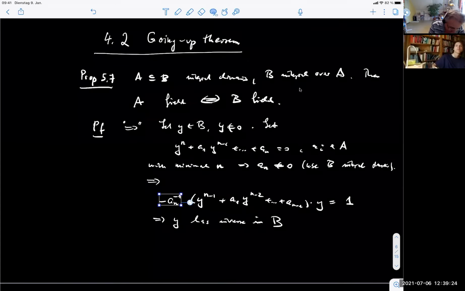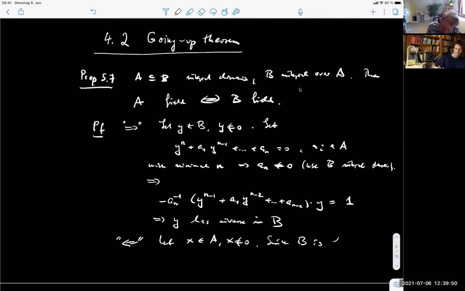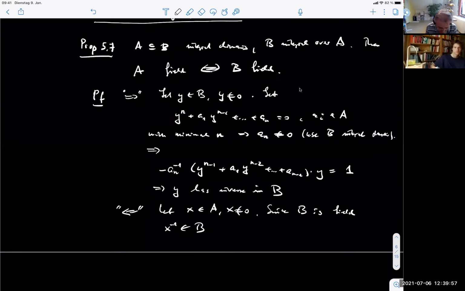Okay, this is one direction, and the other. So I show this is a field. So now I take an element x of A, which is non-zero. I know x has an inverse in B, but I want to have that the inverse is in A. Since B is a field, I have the inverse, but a priori it's in B. I have to show it's in A.